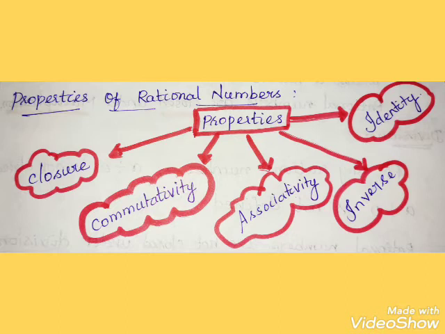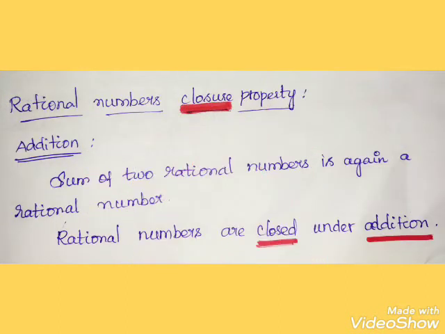Now coming to the first property, closure. Rational numbers and the closure property. The sum of two rational numbers is again a rational number, which means we are taking two rational numbers, we are adding those two rational numbers, then again we will get a rational number, which means the rational numbers are closed under addition. This is called the closure property of a rational number in addition, right?